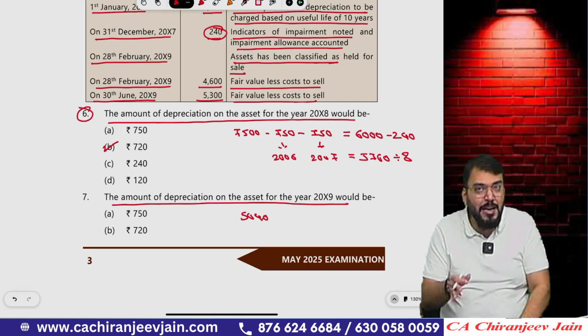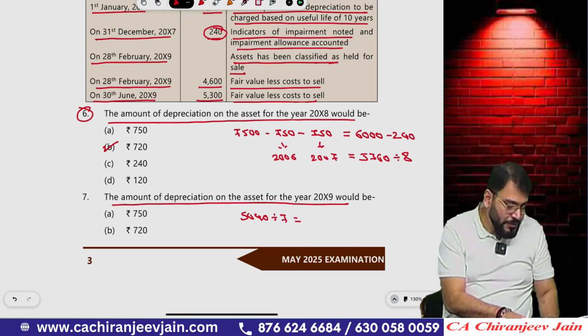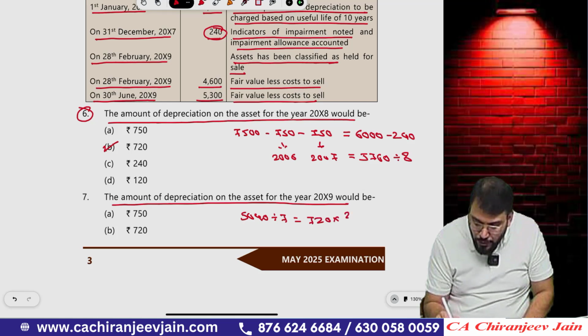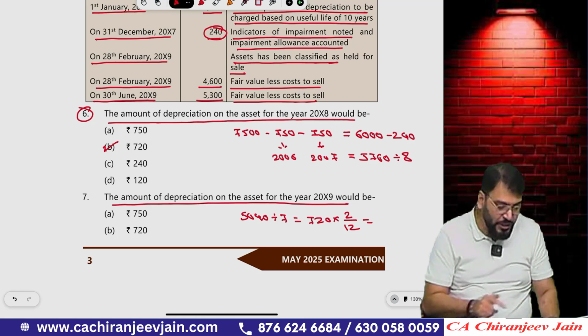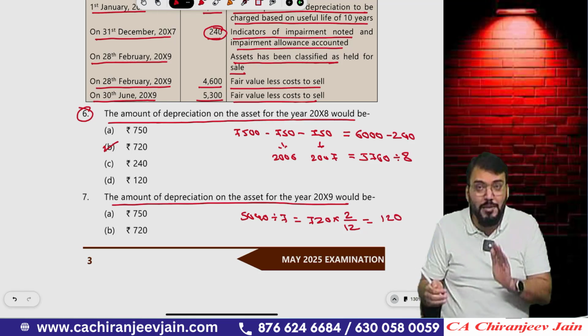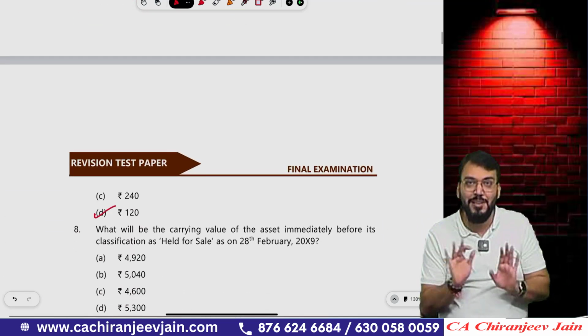So 7 years are left. So divide by 7. It is coming 720. And for 2 months, 2 divided by 12 into 720, how much? It is 120. So the answer is 120. So for the year 2009, the 2 months depreciation will be 120. We can see option number D is correct.